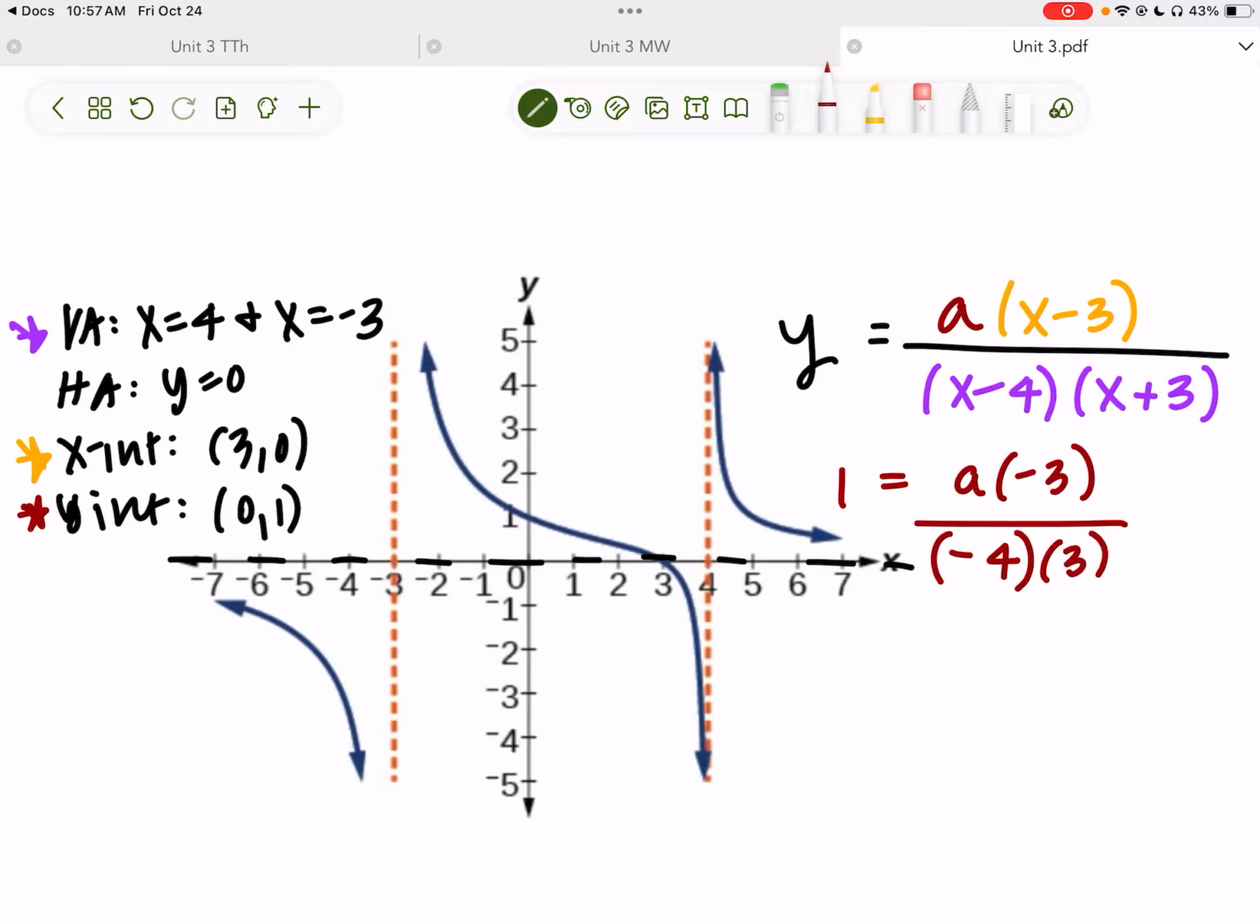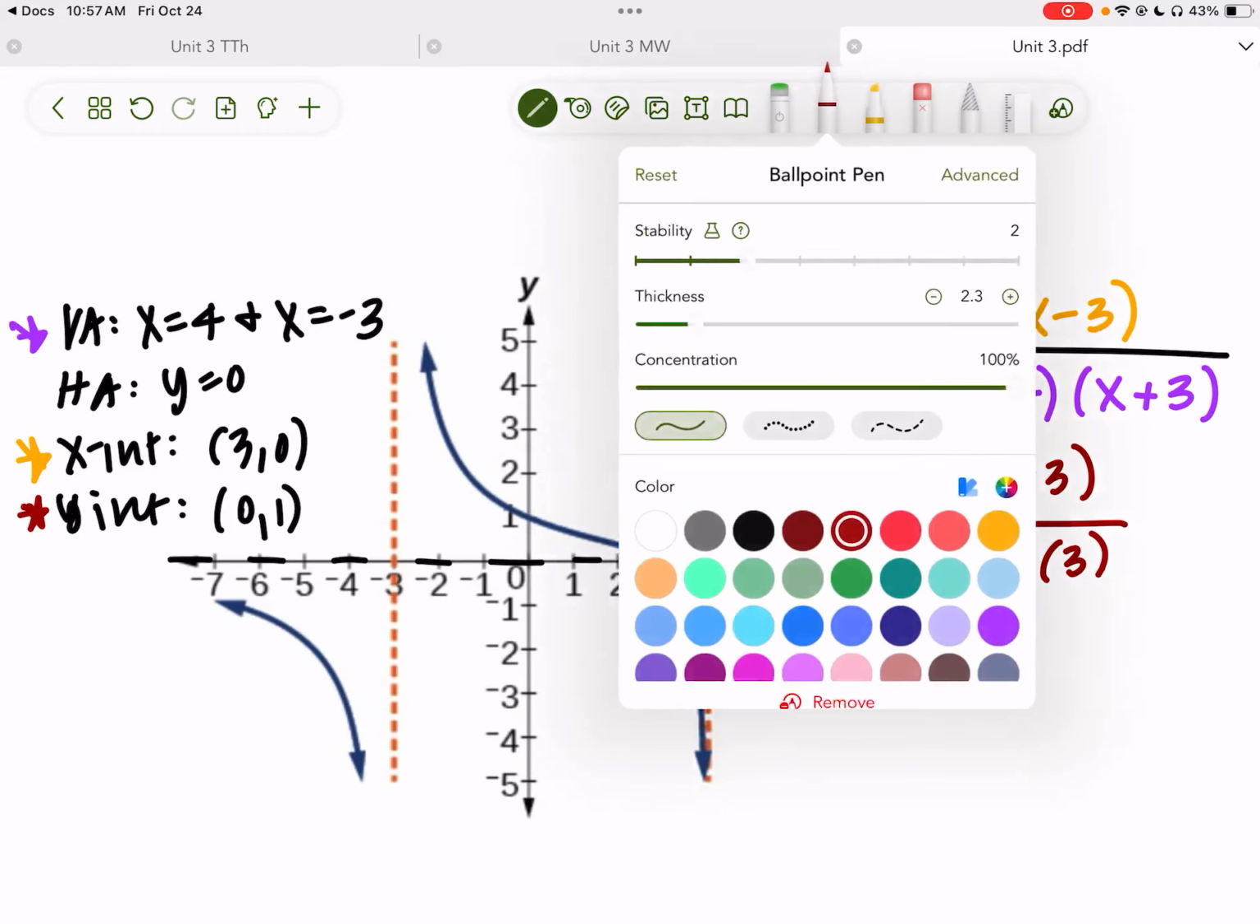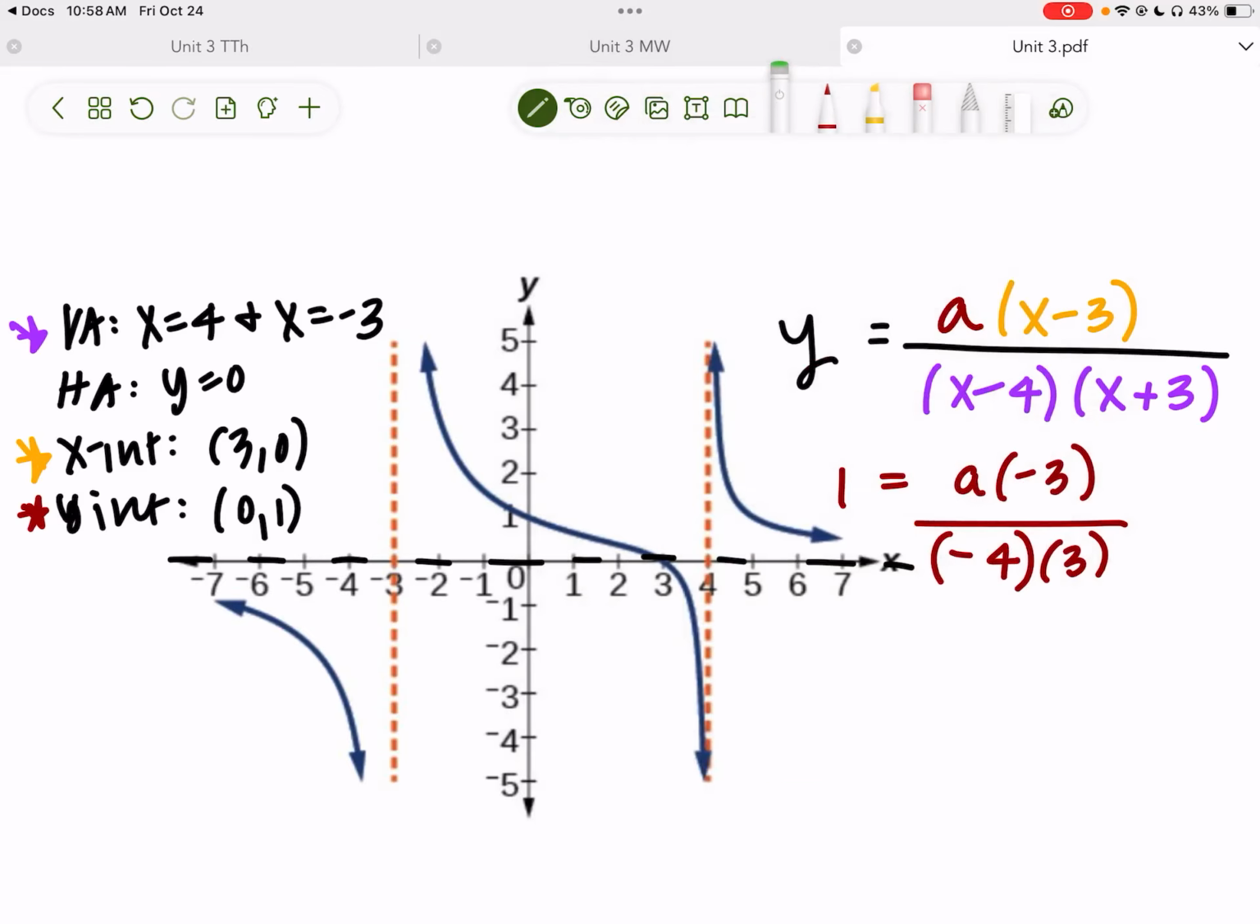You can multiply everything onto the left to get -12, or you can simplify the right side first. So, right, the 3's would cancel and then the negatives would cancel, which is what I'm going to do. So I'm going to have 1 equals a over 4, and then a would equal 4. I think that's more efficient. You can do it however you want as long as you get a on its own.